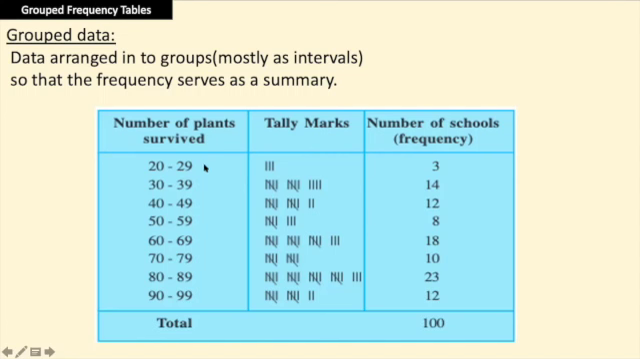But there is a problem dealing with this grouped data. We will lose information. For example, we say that 20 to 29, there are 3 schools. It doesn't show us whether these values, or most of the schools, are 20 or 21 or 28 or 29. So such direct or accurate data, we lose it.